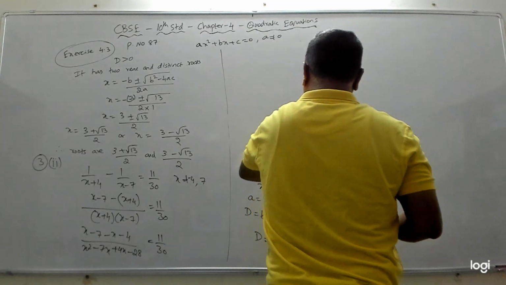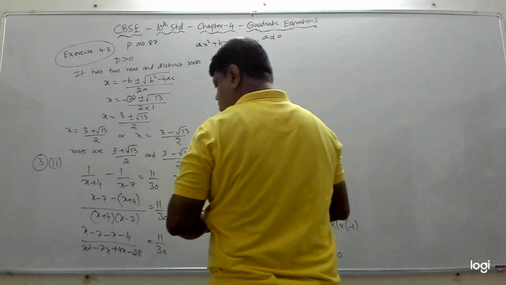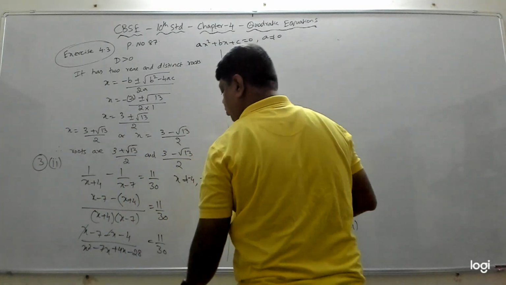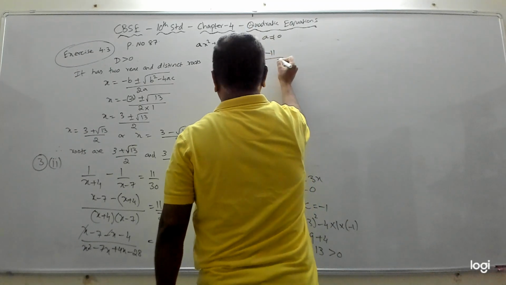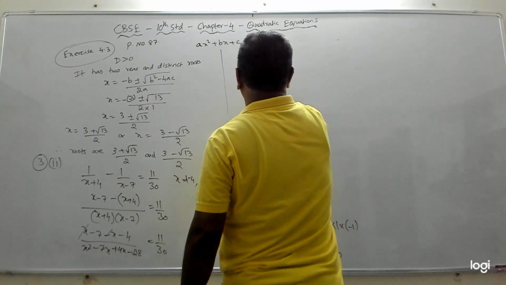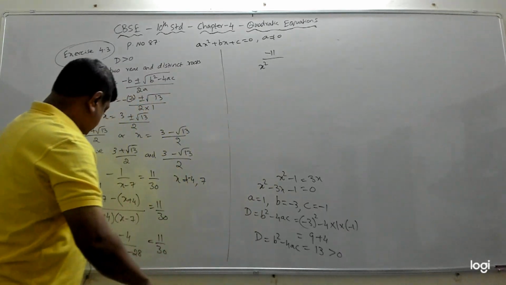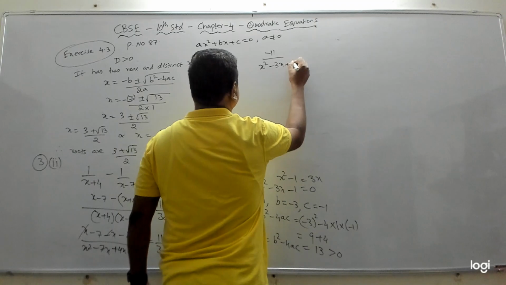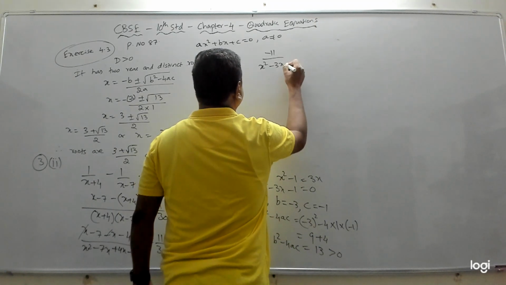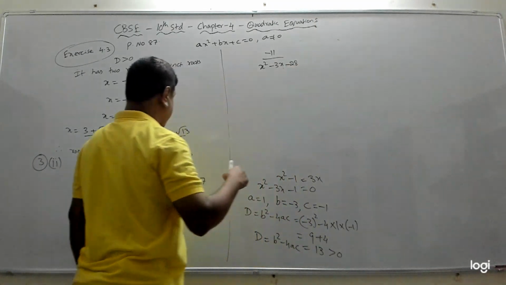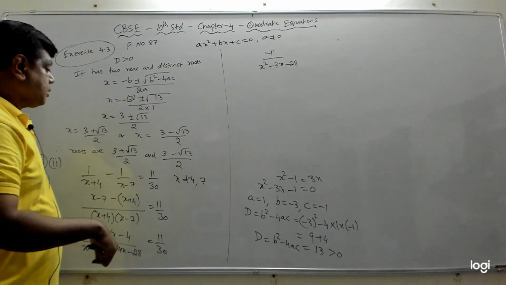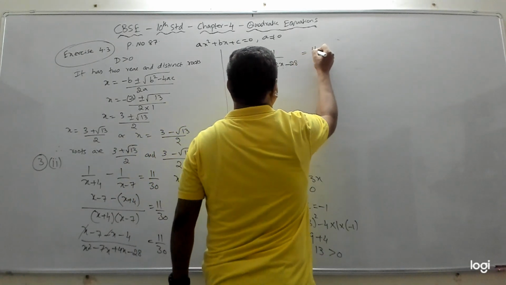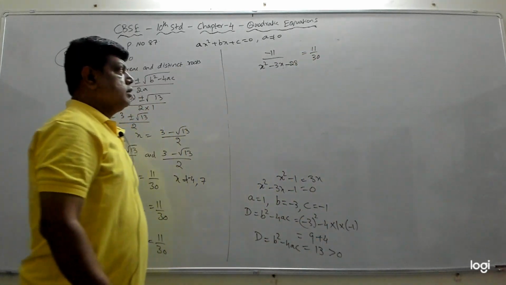Fine, so what we have here, x gets cancelled, minus x plus x. So minus 7 minus 4 is minus 11 by, this becomes x square minus 3x plus, minus 28, x square minus 3x minus 28, which is equal to 11 by 30. So 11 by 30.